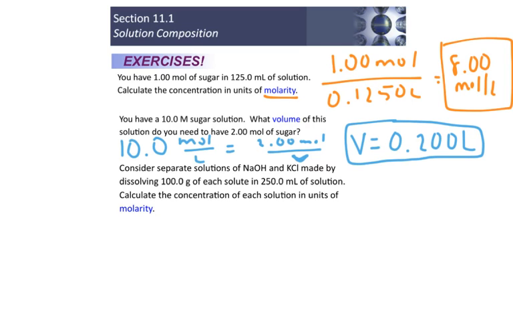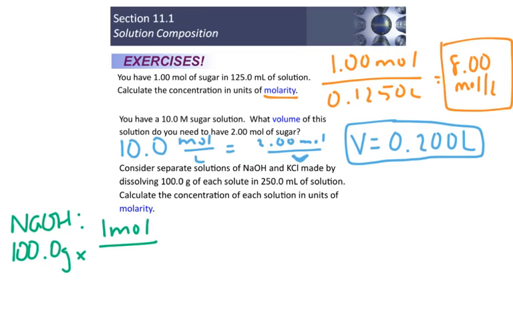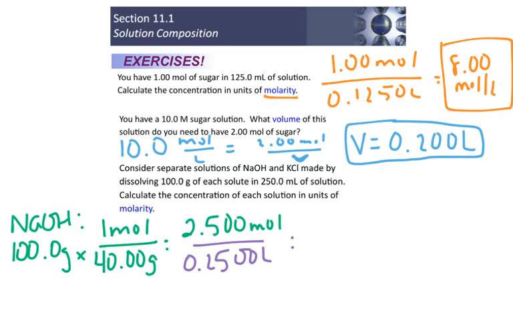All right. In this one, we have 2 separate solutions, one of NaOH and one of KCl. Each one of them, we dissolve 100 grams of the solute in 250 milliliters of the solution. We want to calculate the concentration of each in molarity. So I'm going to do NaOH over here first. We first need to convert the grams to moles. And the molar mass of NaOH is 40.00 grams per mole. So we get 2.500 moles, which we then divide by the volume in liters, and you should get 10.00 moles per liter.